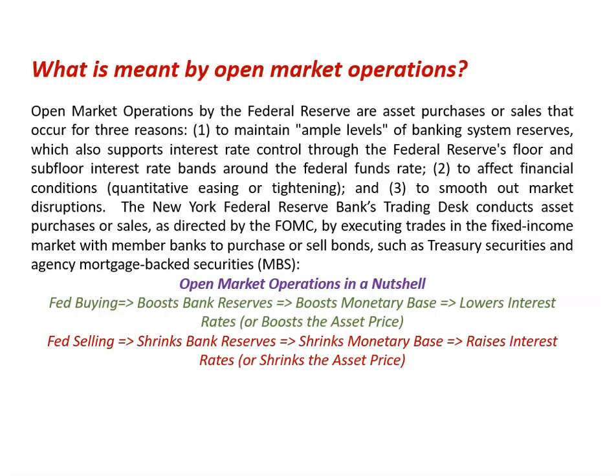What is meant by open market operations? Open market operations, by the Federal Reserve, are asset purchases or sales that occur for three reasons. 1. To maintain ample levels of banking system reserves, which also supports interest rate control, through the Federal Reserve's floor and subfloor interest rate bands, around the federal funds rate. 2. To affect financial conditions, that is, through a quantitative easing or tightening, and 3. To smooth out market disruptions.